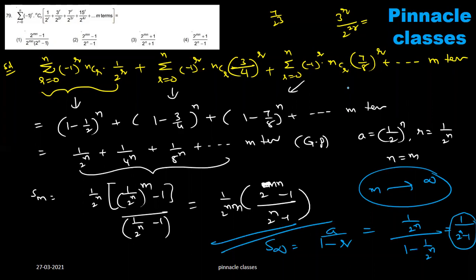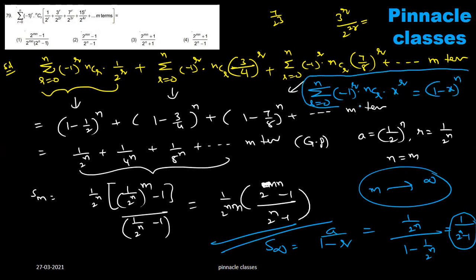So once again, I'm writing, dear students. See, generally sigma of minus 1 whole power r, nCr, x power r is nothing but (1 minus x)^n, that is the expansion series concept. If plus is there, minus 1 whole power r is not there. It's very important. So one is a finite series, one is an infinite series. Doubt is there? Ask me. Anyone?